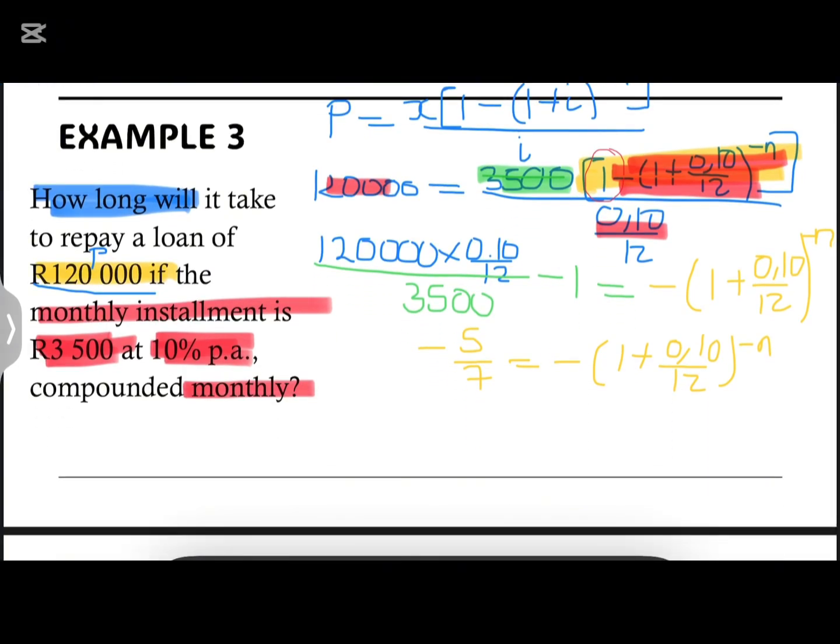So now remember we're looking for n. So we can multiply both sides by negative. Then we're going to have positive 5/7 equal to, into 1 plus 0.10, because you have multiplied both sides by negative. That's why we no longer have the negatives. Then now we can apply what?